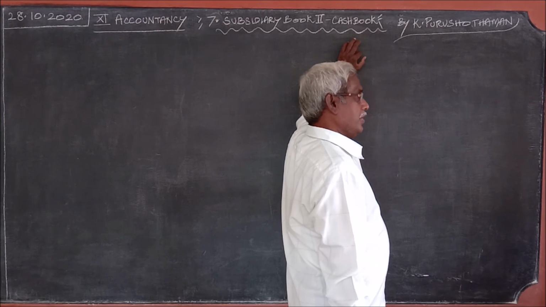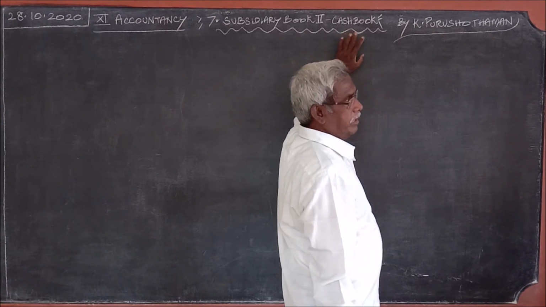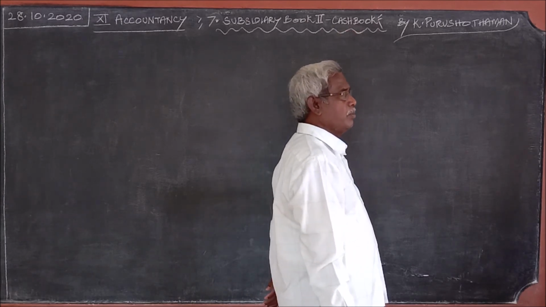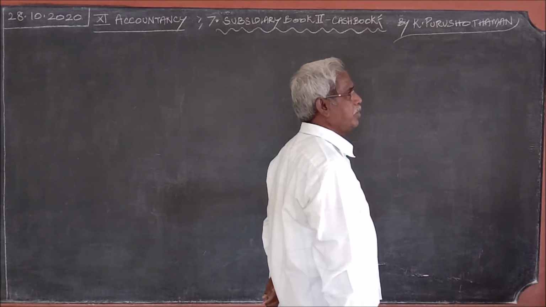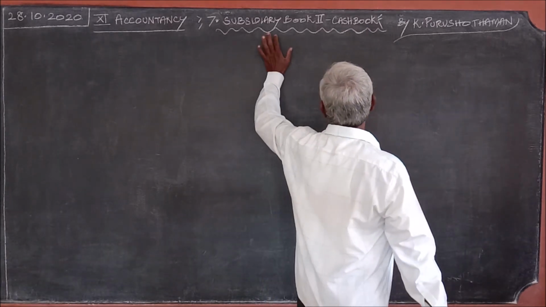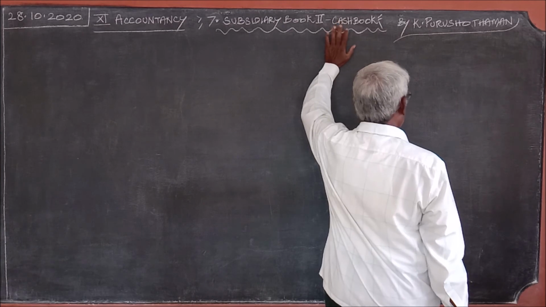Under these, we have seen the problems for the day books, that is purchases book, purchases return book, sales book and sales return book. For all these four day books, we have seen the problems and worked them out. Now we are going to see subsidiary book 2, under which we are going to see the cash book.